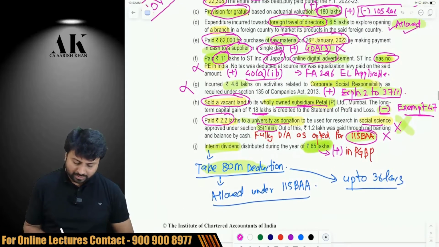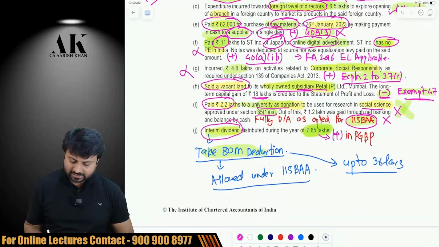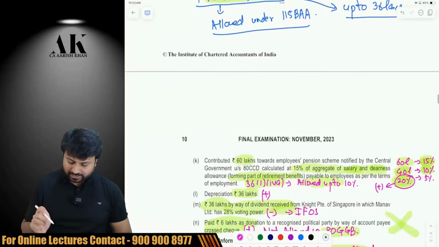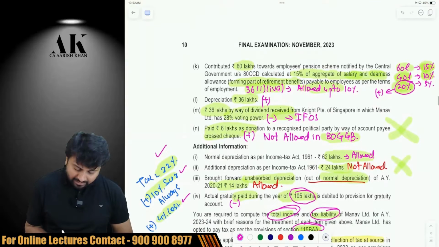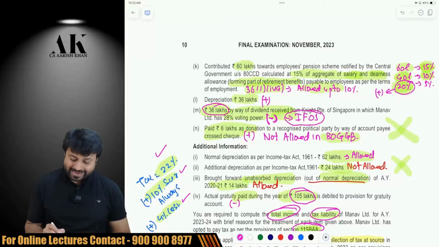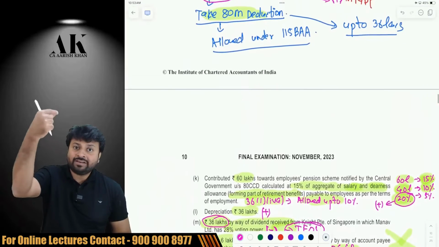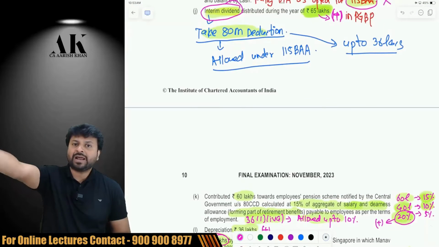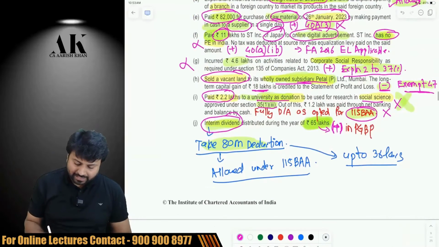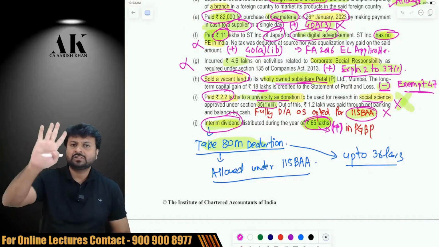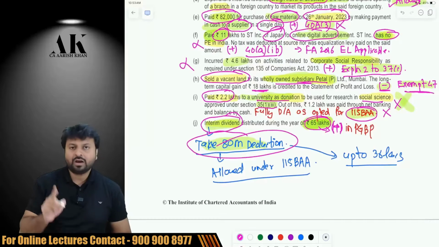Okay. Next, you are paying some interim dividend of 65 lakhs. That is not allowed in PGBP. That is an appropriation. But there is some related adjustment over here. That is, you are receiving a dividend of 36 lakhs. So this dividend you will reduce from PGBP. Listen carefully, and you will show it under IFOS. And whatever dividend you have received, in comparison to whatever dividend you have distributed within 1 month prior to the due date of filing of return, that will be allowed as a deduction. So you have received 36 lakhs and you are distributing 65 lakhs. So you will get deduction under 80M of 36 lakhs.